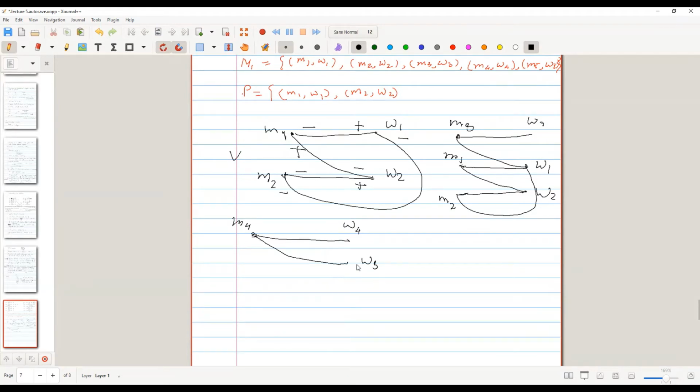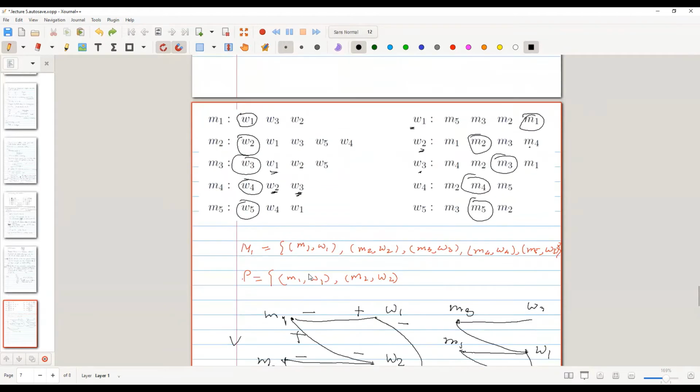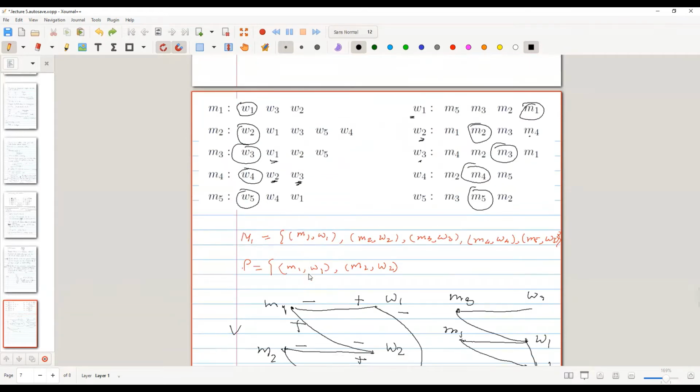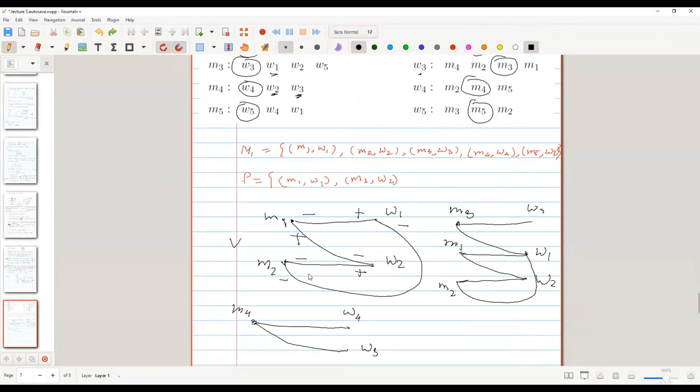W3 is matched to M3. You can see the same diagram again, and again it will end at W1. So basically you will have this picture over here. Eventually, if you check from W5 also, you will have the same situation, and you will have only this. So in the example, this is the only rotation that is currently exposed.